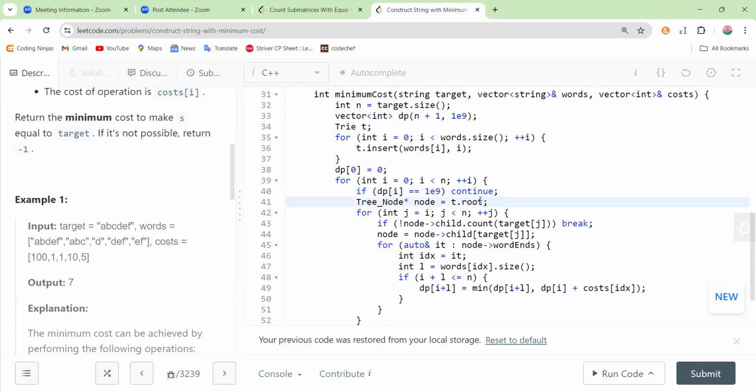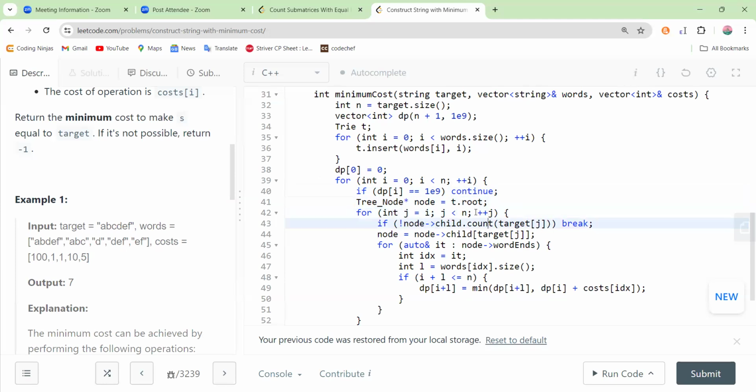If that is not the case, that is the first i letters are already constructed, that is from index 0 till i-1, the string is already constructed. It is possible to do that. And we are now standing at index i. So from i, we will now start constructing. So we just initialized our node to the root of the trie. And now we simply start constructing from index i to all further till less than n.